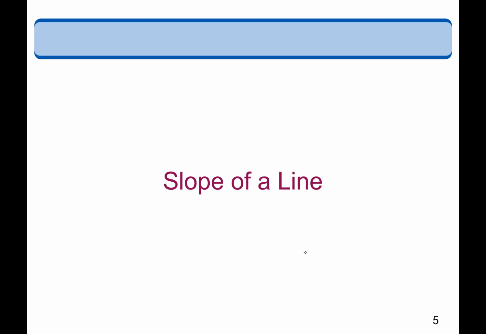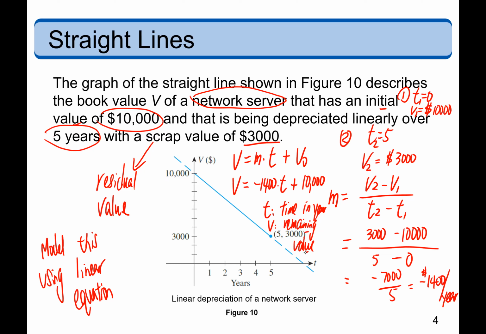Remaining value. So now one follow-up question. Could someone figure out when the machine becomes obsolete, meaning the machine has no value at all? After how many years does the machine become useless or have zero residual value? Since we now already have the equation to represent this scenario, right? Any suggestion? V equals 0. Yeah, very good.